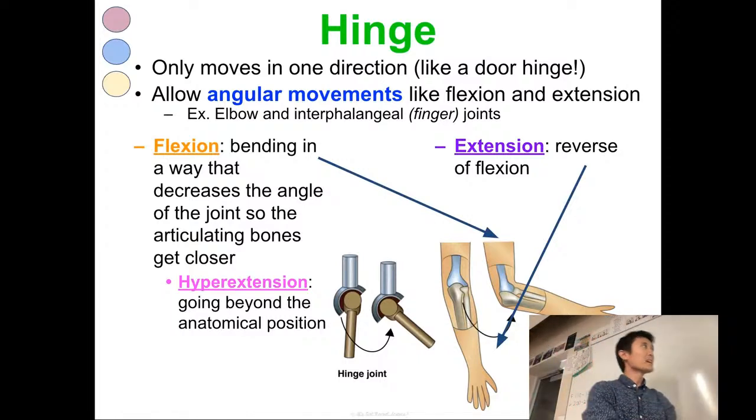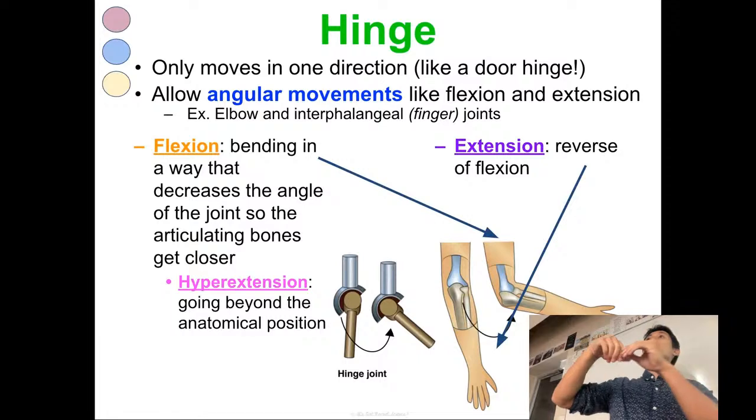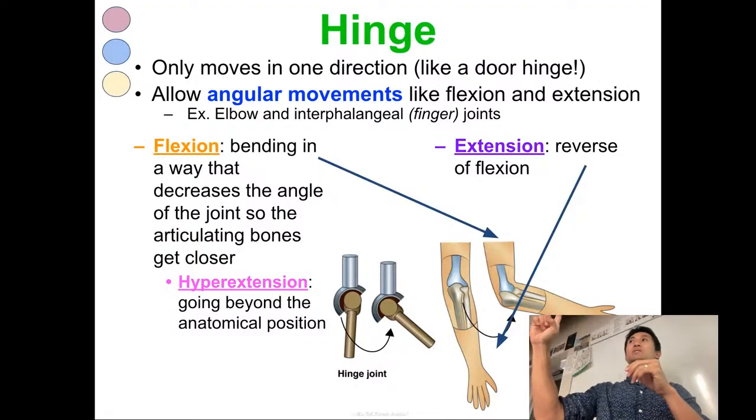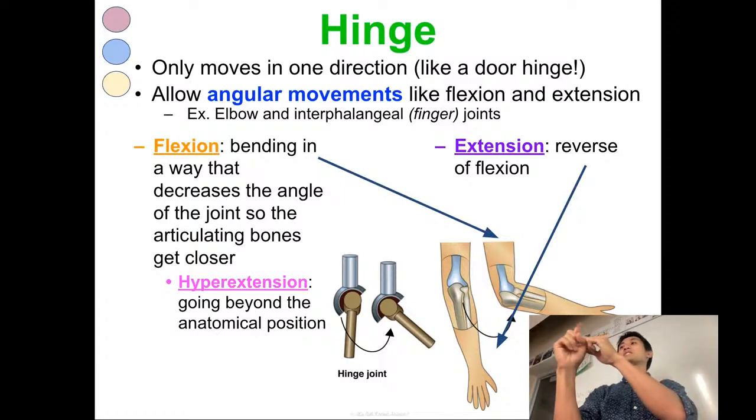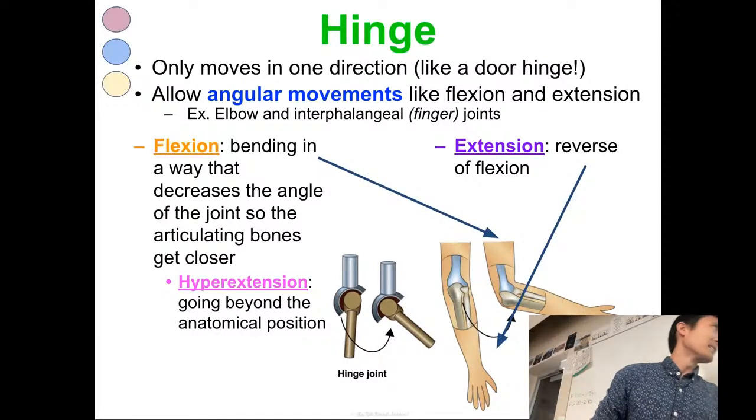Good? Extension is the opposite. You are increasing the angle. And then of course you also have hyperextension, which is usually when you're injuring yourself, or you're super flexible. You're extending even beyond what it's supposed to, like hyperextending your back or your leg.